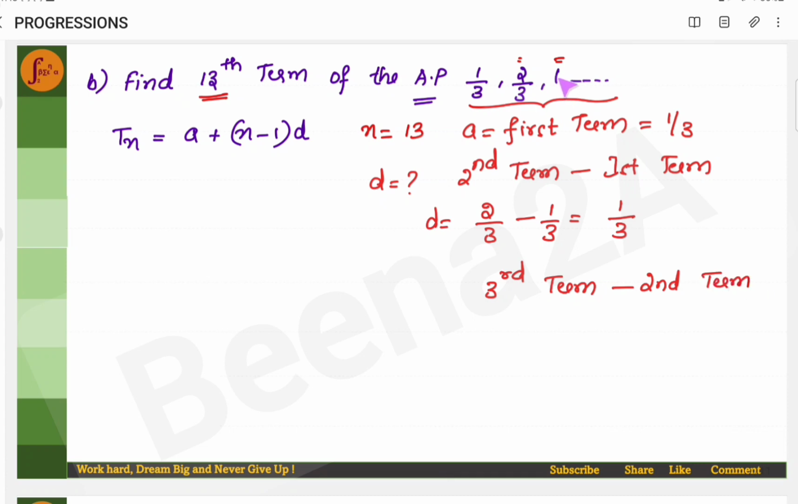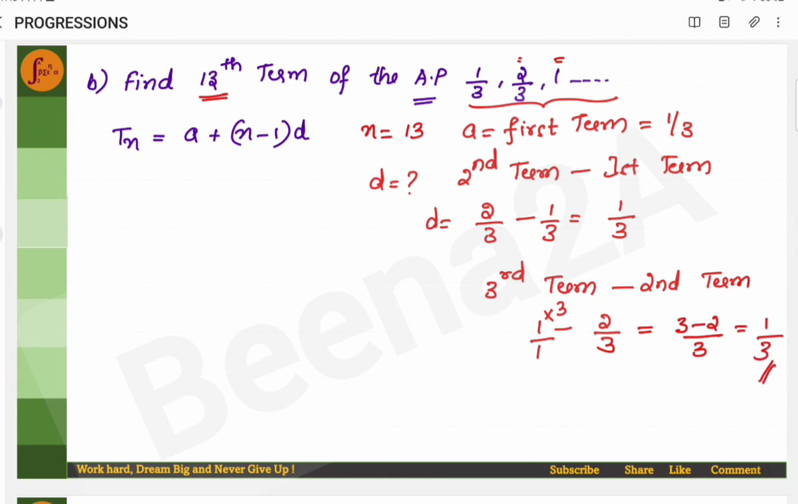What is the third term here? It's 1. What is the second term? 2 by 3. Correct? The second term is 2 by 3 and the third term is 1. So 1 minus 2 by 3. What is 1 minus 2 by 3? Let me take the LCM. This has to be 3 times, 3 minus 2, which is 1 by 3.